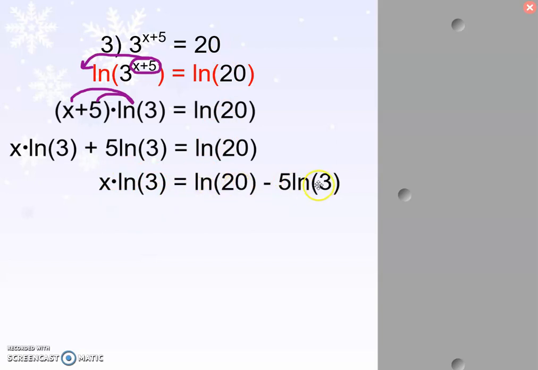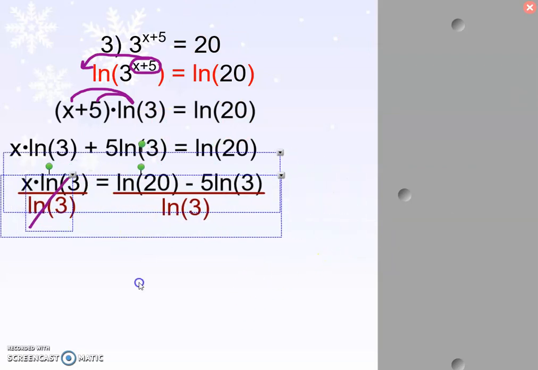I know the right side looks ugly. Don't worry about the right side. That's your calculator's problem. But the left side, to get that x by itself, I need to divide by the natural log of 3. And sure enough, there's my x. Now let's get this thing in the calculator.